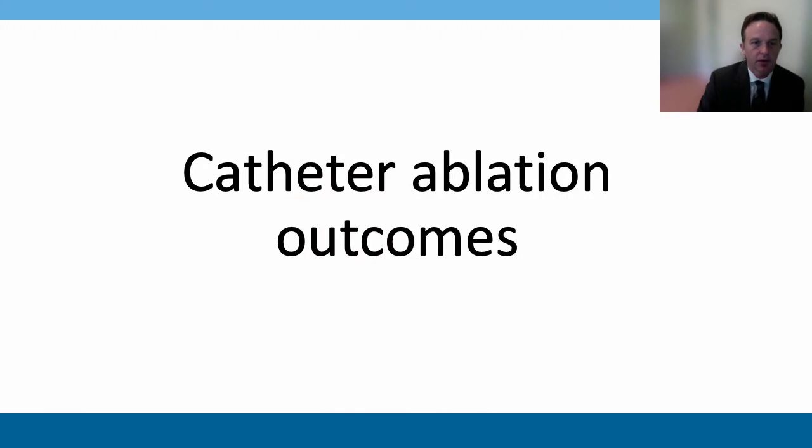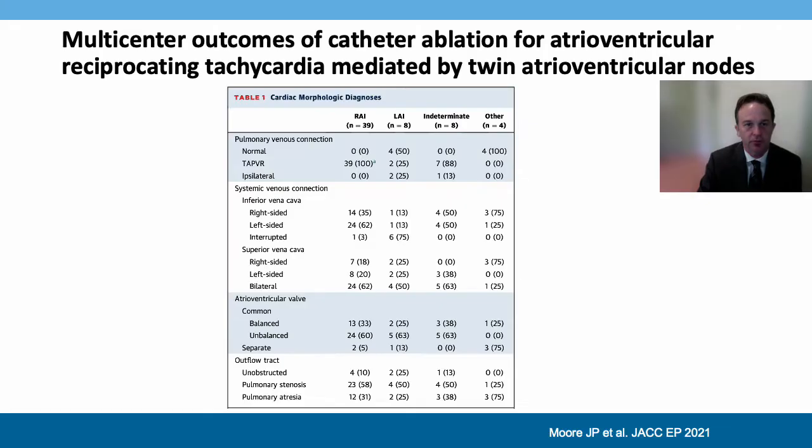What about catheter ablation outcomes? Certainly this is something we would like to improve. We have a recent multicenter study with a total of 59 patients that have helped inform some of this for future procedures. Importantly here, we had right atrial isomerism for most cases, 39, 8 left atrial isomerism cases, 8 indeterminate isomerism cases, and 4 other types of congenital heart disease, mostly CCTGA. And you can see the associated congenital heart lesions here.